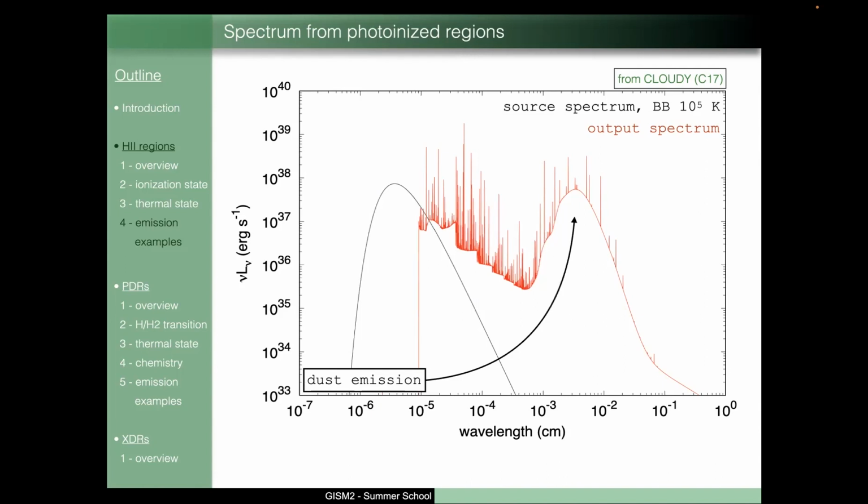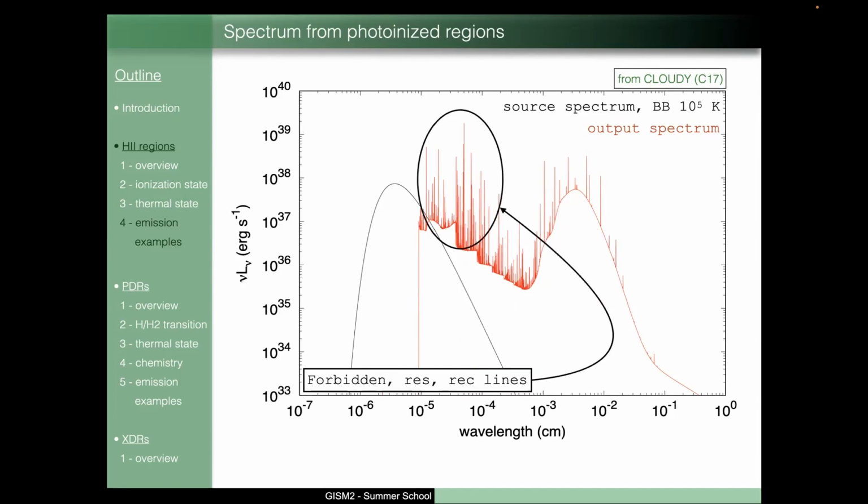Basically what you see in this spectrum is the two-photon continuum emission, which appears as a bump here. We see the recombination continuum emission, which appears as sharp edges at these different wavelengths. We see in the optical range a series of forbidden, resonant, and recombination lines. We also see all these types of lines in the near infrared. And if we move to the near infrared and far infrared part of the spectrum, what you will see is a combination of recombination lines and fine structure lines.